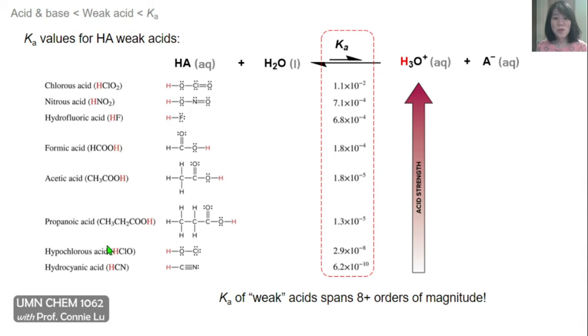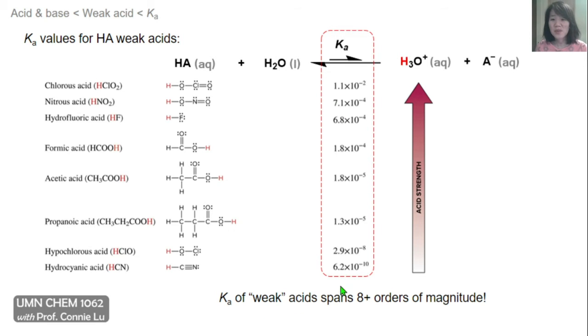Here's a list of weak acids shown with their Lewis structures and their corresponding Ka values. And even though these acids are all considered weak acids, their Ka values span 8 orders of magnitude, here from at the very top, 10 to the minus 2, all the way down to the bottom, 10 to the minus 10. The larger the Ka value, the stronger the acid, because that means you form more hydronium ions.